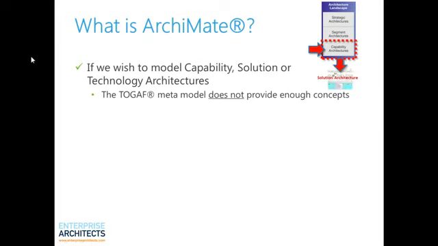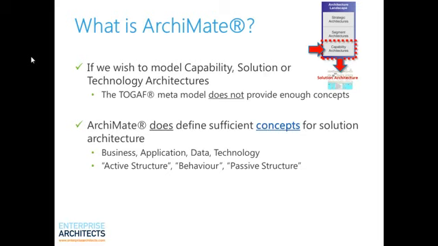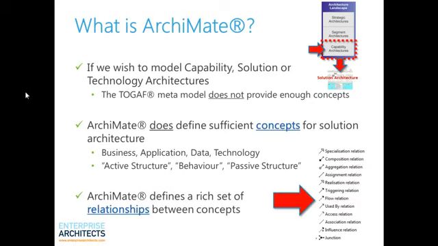Archimate, on the other hand, does build out the TOGAF content meta model, and it does define sufficient concepts for solution architecture, business, data, application, technology architectures, and it's also got a nice representation of active structure, behavior, and passive structure, which I won't go into detail on at this point. Archimate does define a rich set of relationships between concepts too, and those relationships turn out to be highly significant to creating views of solution architecture.